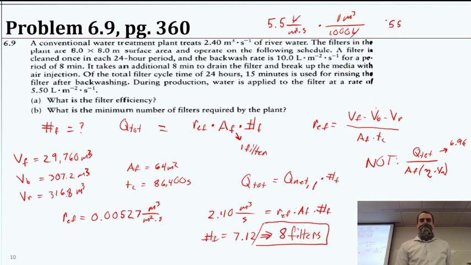So one there, so it'd be 1, 2, and then one more would be here. So that's where that comes from.